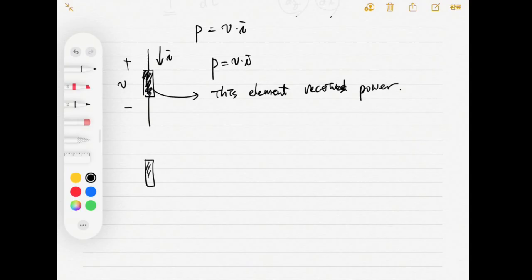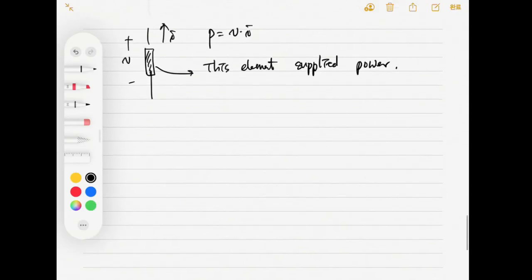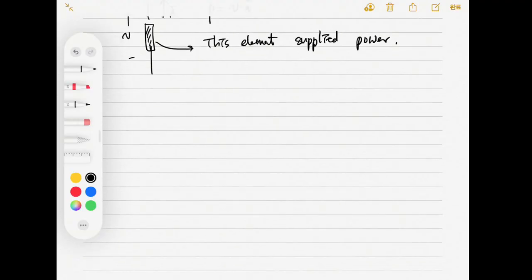And in the other case, there's some element. I don't know what it is. But we define this V here, and the current is in this way, and the power is also VI. Then in that case, this element supplies the power. That's important. So this is quite confusing, but it's very simple, and you need to know it exactly. I will give some examples here.